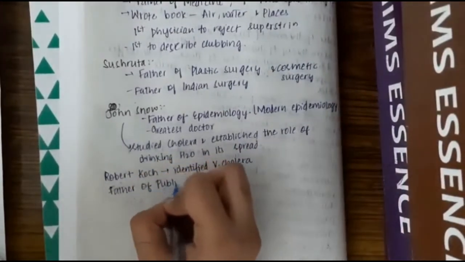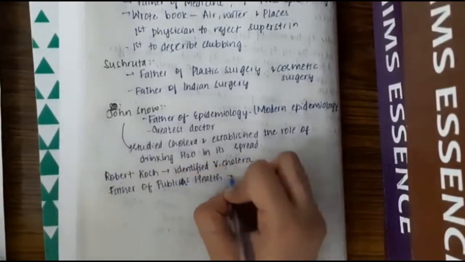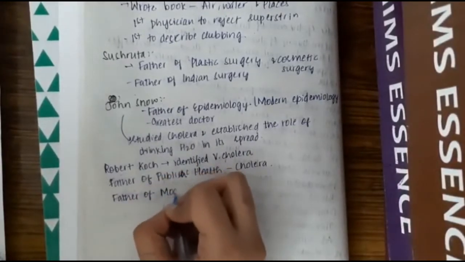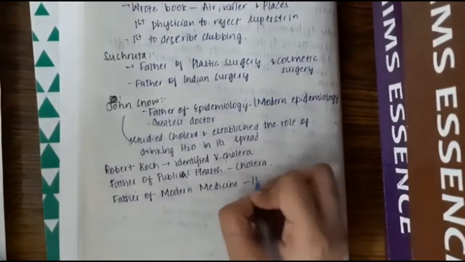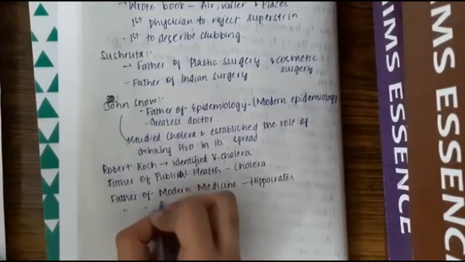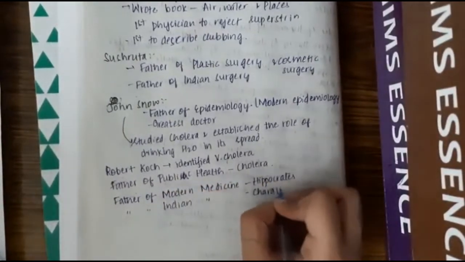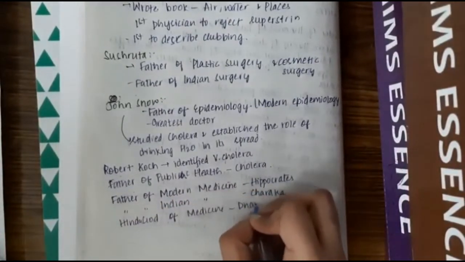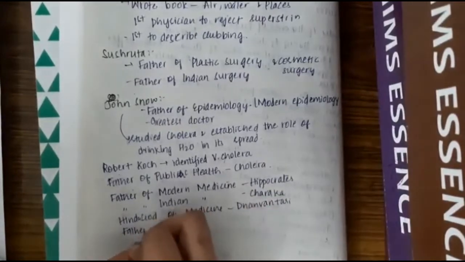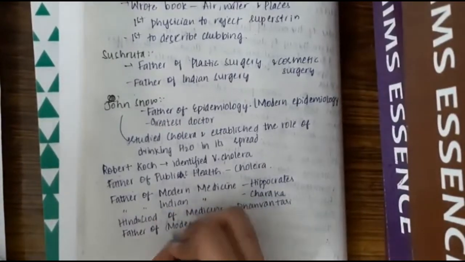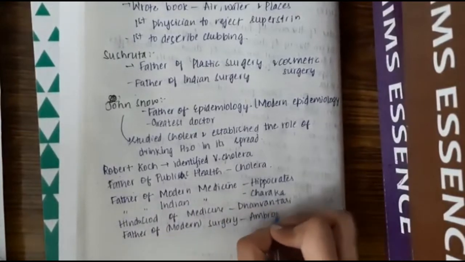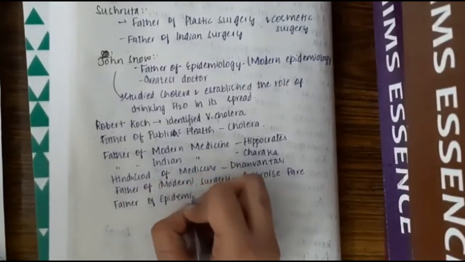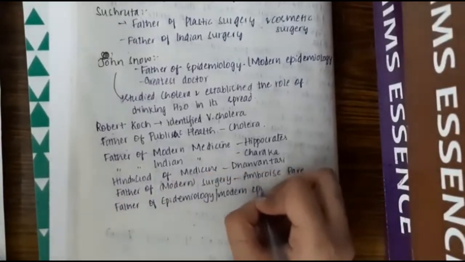Now, father of public health. It is not a person. Father of public health is a disease, that is cholera. Then father of modern medicine is called Hippocrates. Father of Indian medicine is Charaka Samhita. Hindu god of medicine is Dhanvantari. Father of modern surgery is Ambroise Paré. Father of modern epidemiology is John Snow.